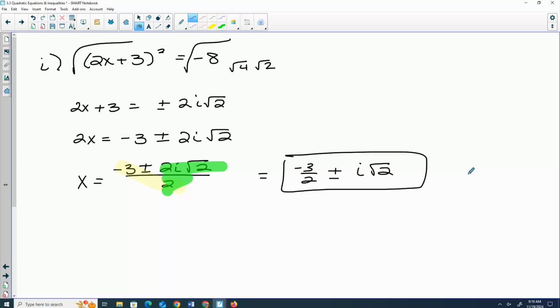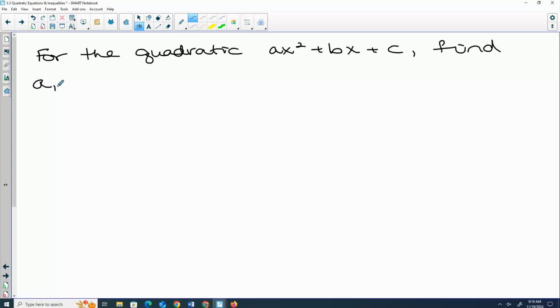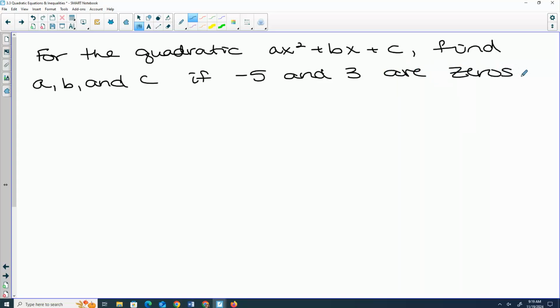Final question of the day. For a quadratic, ax squared plus bx plus c, find a, b, and c if negative 5 and 3 are zeros. What am I asking you to do?